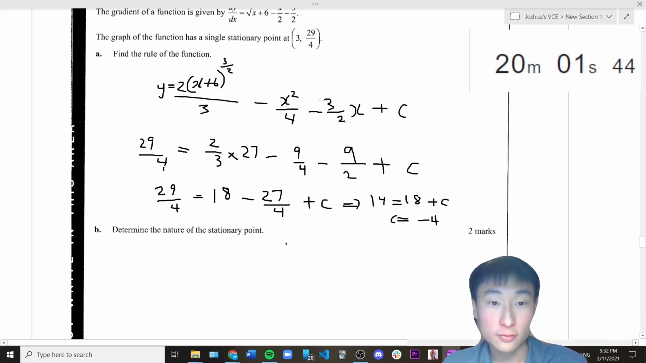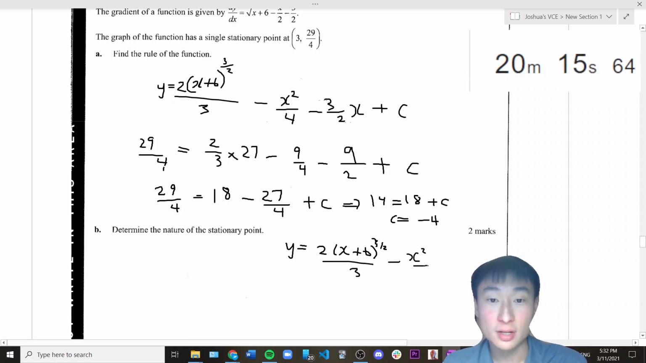So the final rule of the function is y is equal to 2 over 3 times (x plus 6) to the 3 over 2, minus x squared over 4, minus 3 over 2 x, minus 4. Okay, hopefully that's correct. Find the nature of the stationary point.